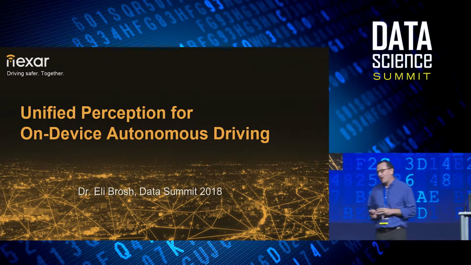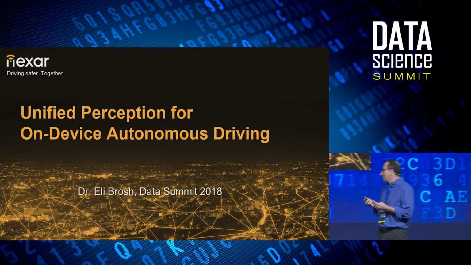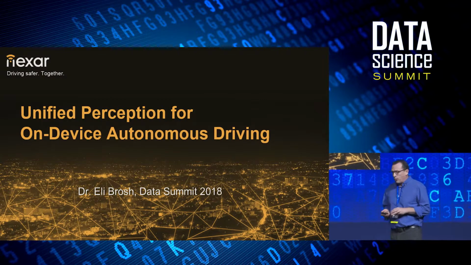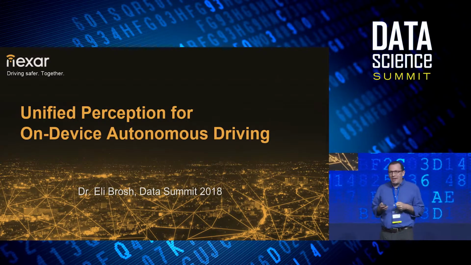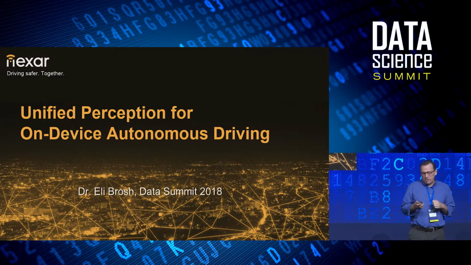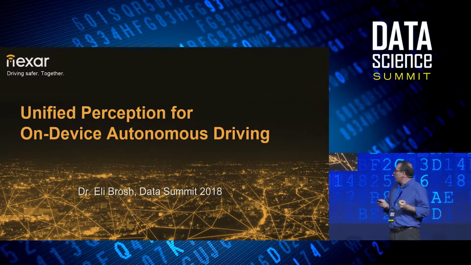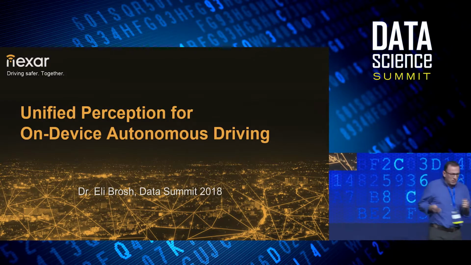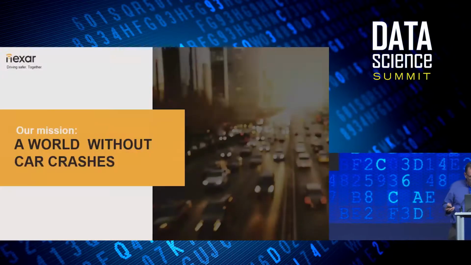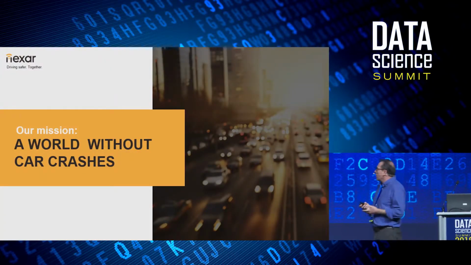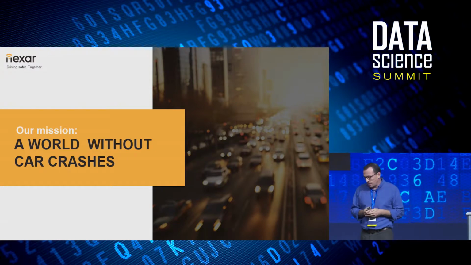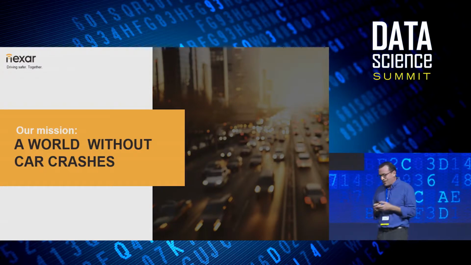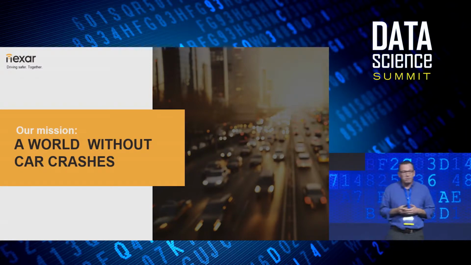I'm going to talk about how to use machine vision and deep learning running on your mobile device, producing and helping us to produce autonomous driving. So at Nexar, our goal is to get rid of car collisions. Specifically, we want to eliminate car collisions and fatalities as much as we can.